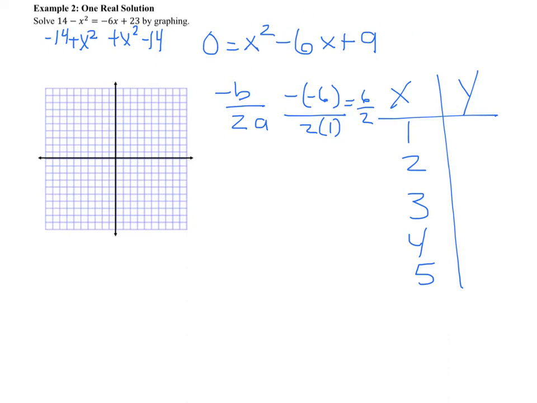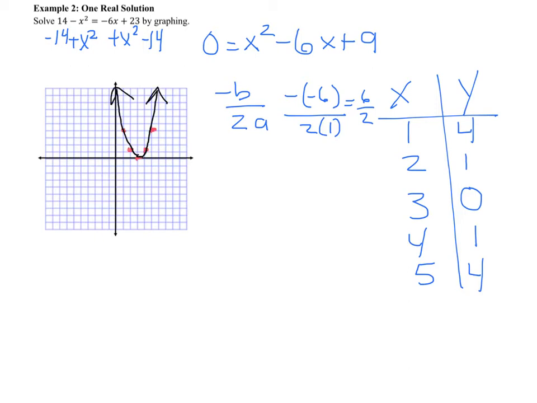So for 1, I'm going to have 1 squared minus 6 times 1 plus 9. And that's going to give me 4. When I plug in 2, I'm going to get 1. When I plug in 3, I'm going to get 0. When I plug in 4, I'm going to get 1. And when I plug in 5, I'm going to get 4. So let's go ahead and graph those.